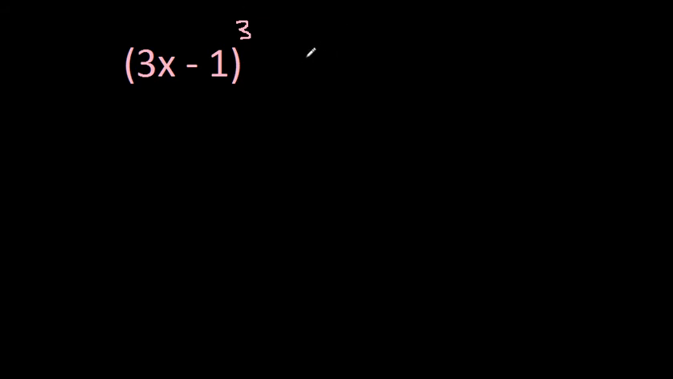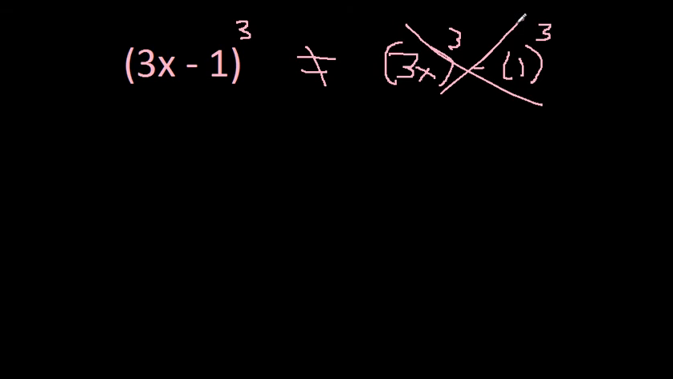A lot of students assume that this is actually equal to 3x cubed minus 1 cubed. So they assume that I can just sort of distribute the exponent. That is absolutely false. This ignores a lot of products that we'll find out by doing this step by step. So this is wrong. Bad, bad, bad.